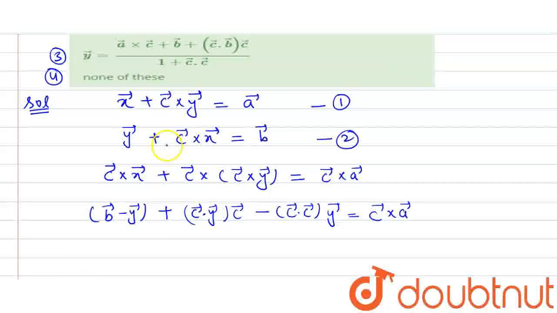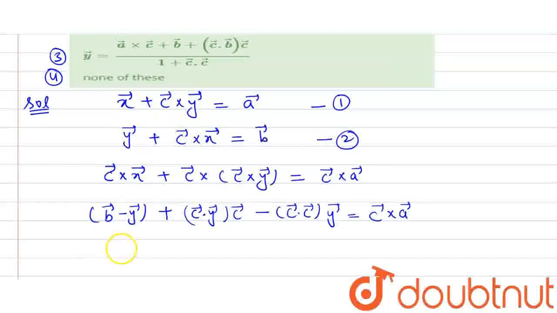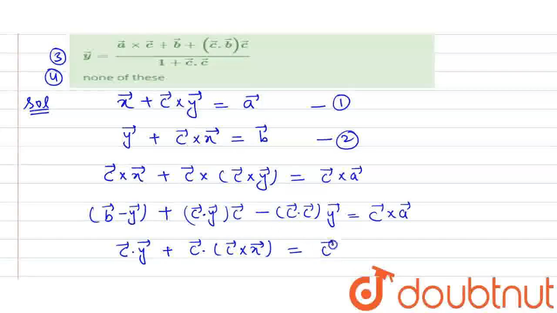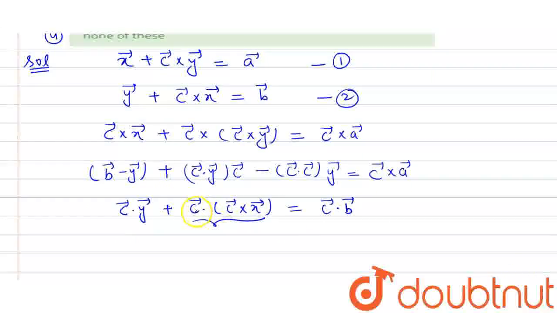Now we will use the second equation, and we will take the dot product of c vector with the second equation. So c vector dot y vector plus c vector dot c vector cross x vector is equal to c vector dot b vector. See here one thing, this is a scalar triple product and there are two same vectors, c vector and c vector, so it will come out to be 0. So c vector dot y vector will be equal to c vector dot b vector.